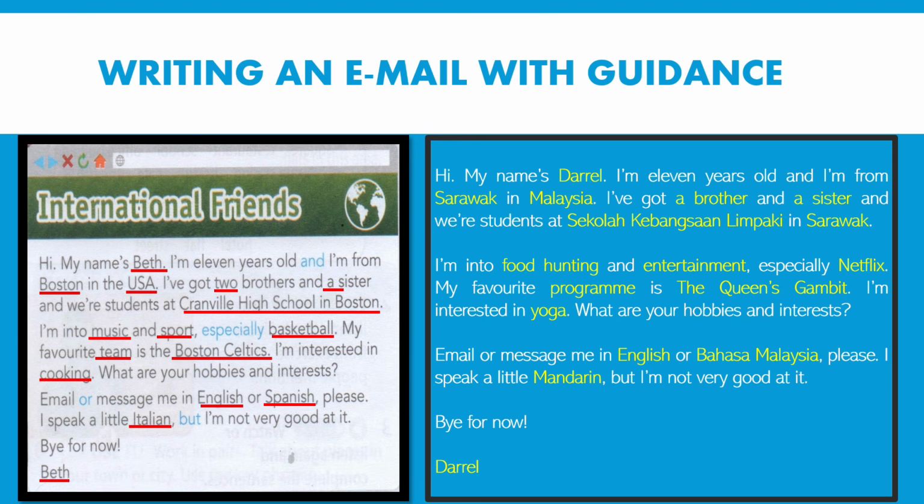So make sure that you know how many brothers and sisters you have, then you just substitute the answer. Okay, if you have no brother or sister, then you say I've got no brother or sister. And I'm a student at Sekolah, your school name, in the state's name. Okay, so you have to fill in all your personal details.